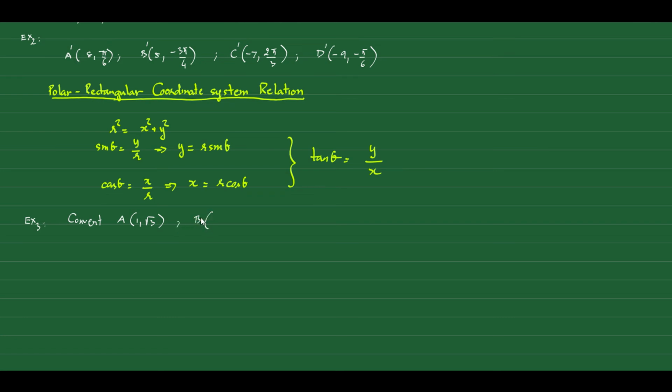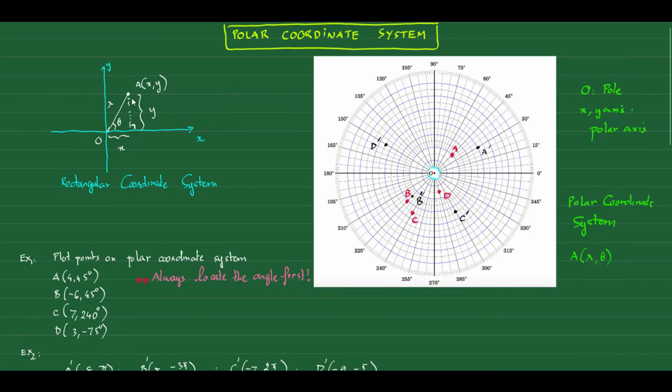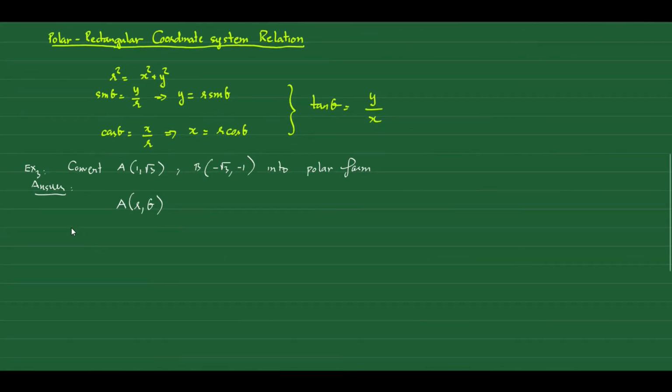And point B, square root 3, 1, into polar form. Alright, so polar form will be what? The polar form is this, right? We need R and theta. So R is the distance, so R can be found easily. R will be square root of 1 squared plus square root of 5 squared, which will be square root of 6.